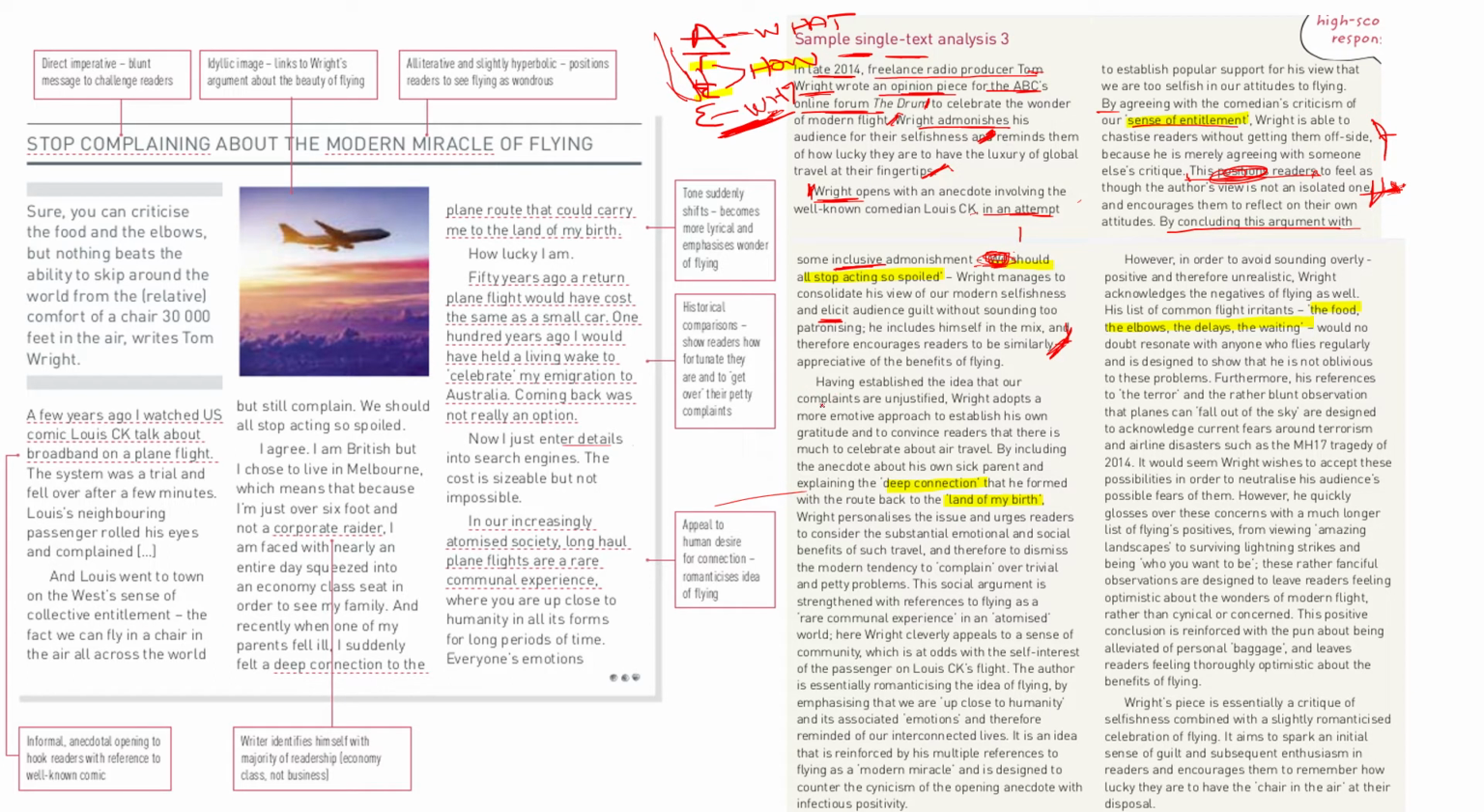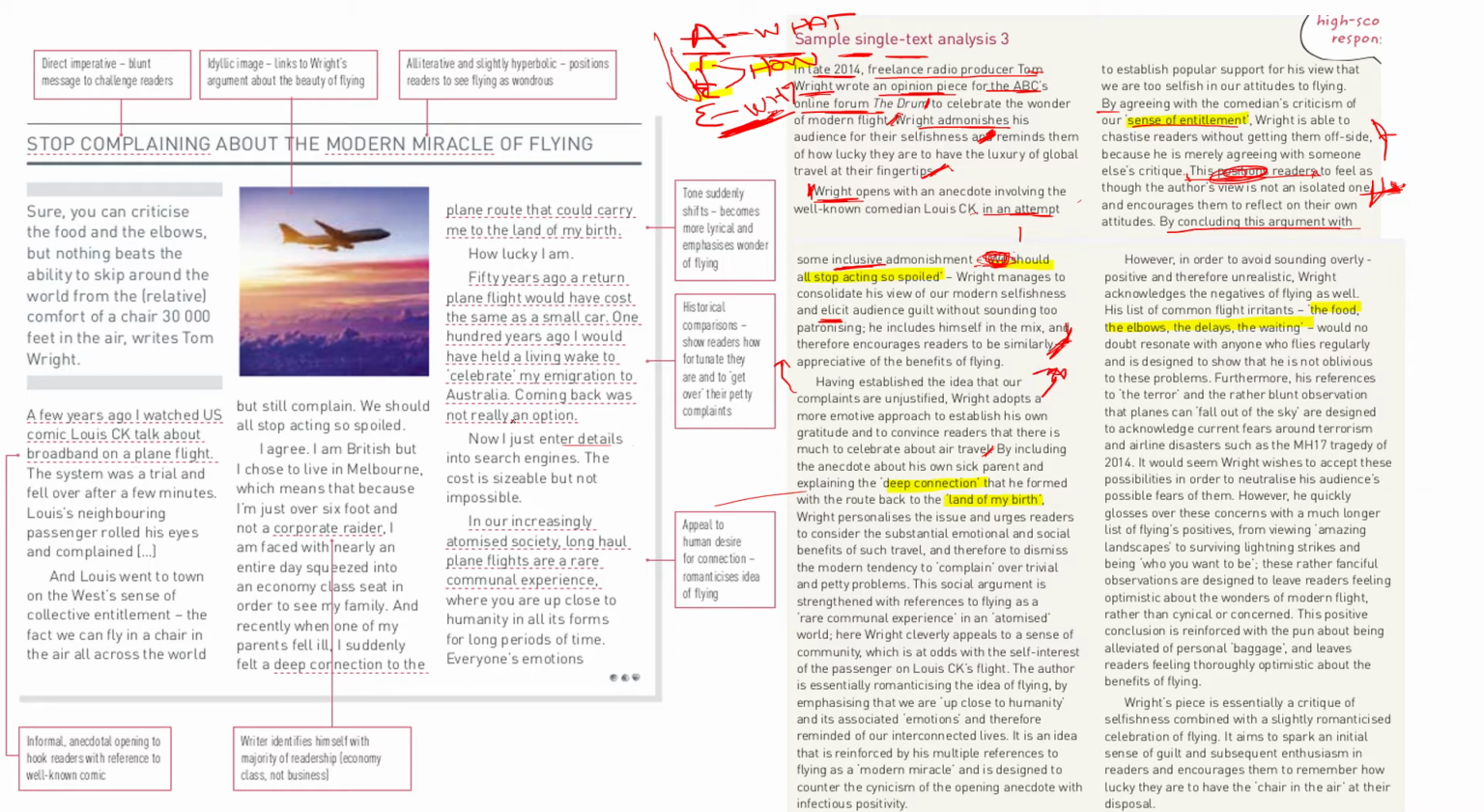Having established the idea that our complaints are unjustified, so linking to what's already come ahead, Wright adopts a more emotive approach to establish his own gratitude and to convince readers that there is much to celebrate about air travel. So again, we're getting a very clear what here. Here is what has already been established.